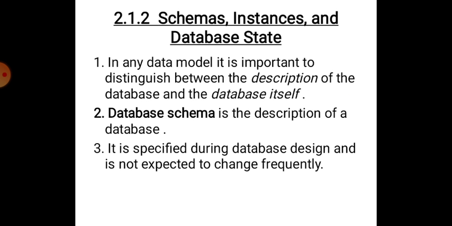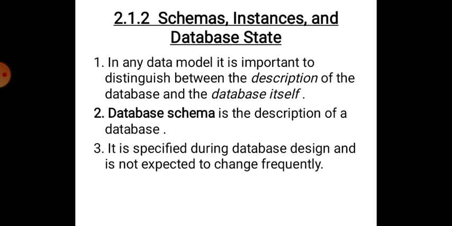Now we'll take up schemas, instances, and database state. So this is the point pertaining to 2.1.2. Point number 1. In any data model, it is important to distinguish between the description of the database and the database itself. So we should distinguish between the description of the database and the database itself.